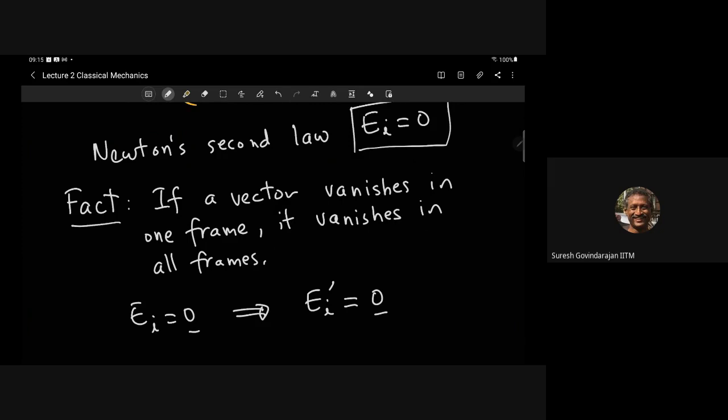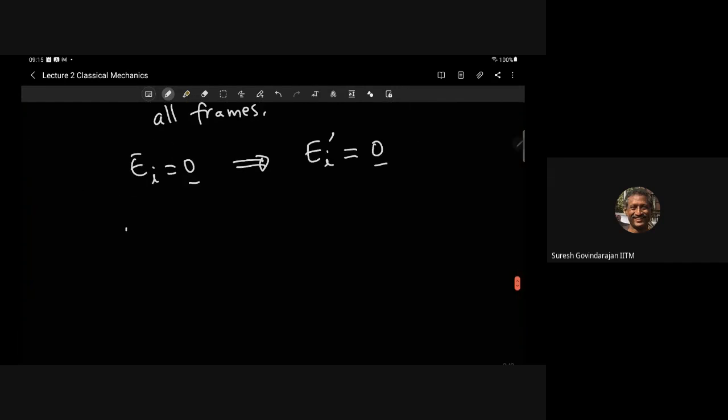Is this fact clear first? So E_i equal to 0 is actually 3 equations, right? But it's not just a collection. There is a further statement that under transformation, E_i prime is equal to R_ij E_j. There's an additional factor. It's not just 3 random equations; these 3 equations together form a vector equation. So in that sense, think of them as coming as a package.